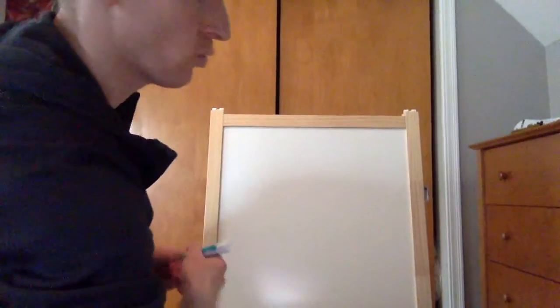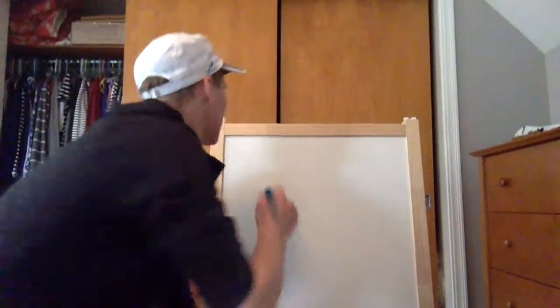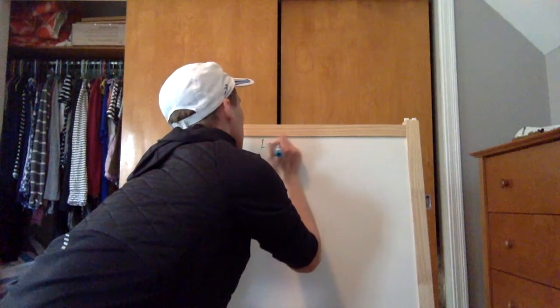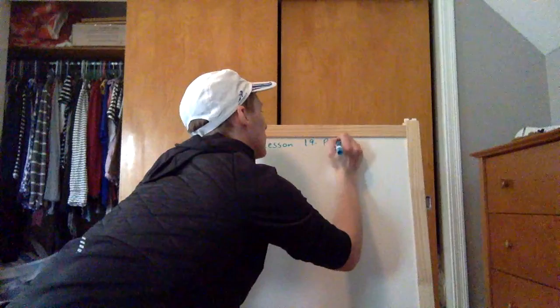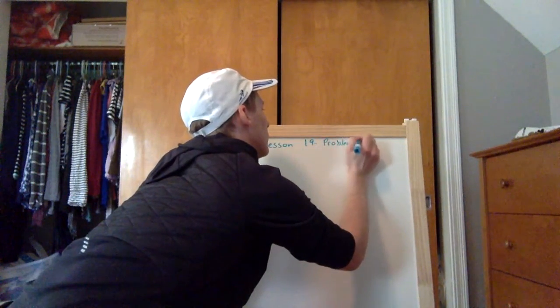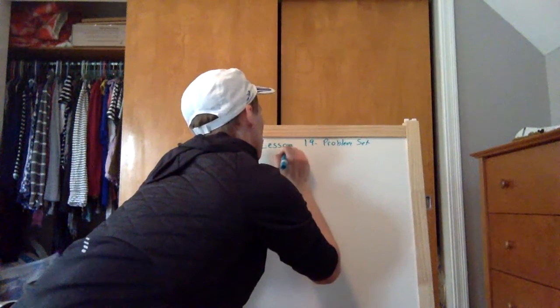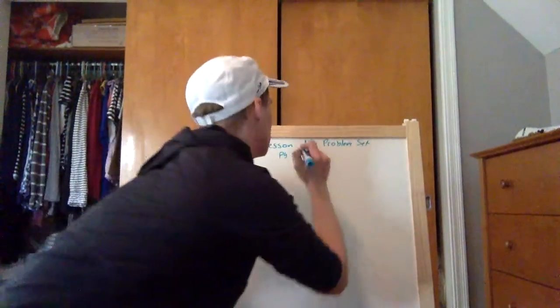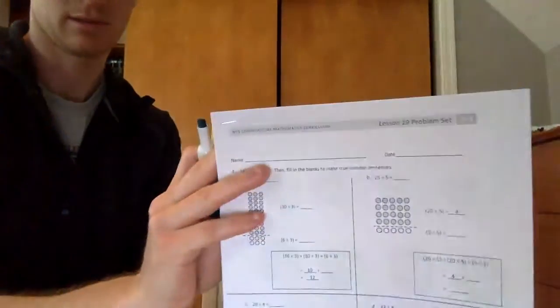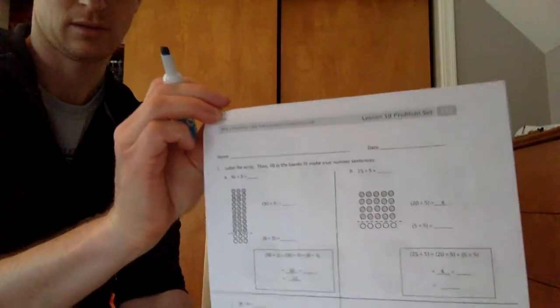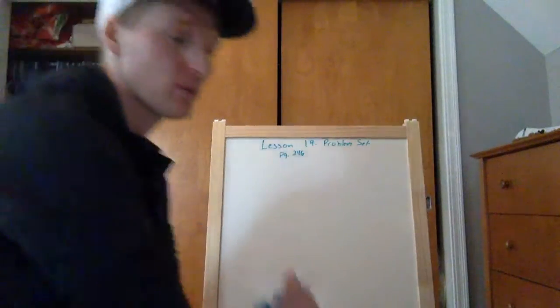Today, for math, we are going to work on the first page of lesson 19, problem set. The page number at the bottom is 246. It should look like this. And we're just going to do these 4 problems today. It's different. I have to draw a lot of these pictures, so it might take a little bit.